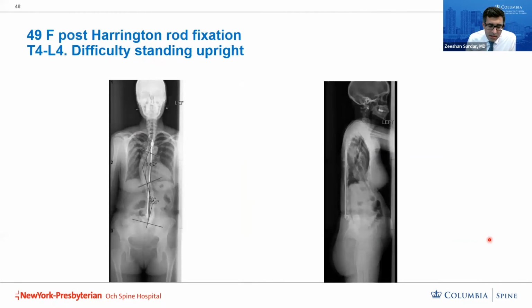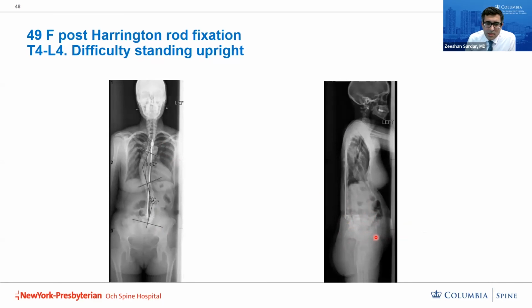Here's a case that I actually did before I moved back to New York and before I had EOS. And so you can see again, long Harrington rod going down to L4. She only had L4 and L4 to S1 that was not fused, but she had difficulty standing upright. And so again, you could do anterior approach, whatever posterior. You could do a PSO here, or I could have cut the rod and done multiple posterior column osteotomies.